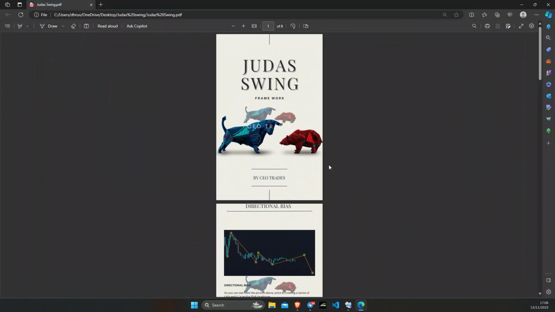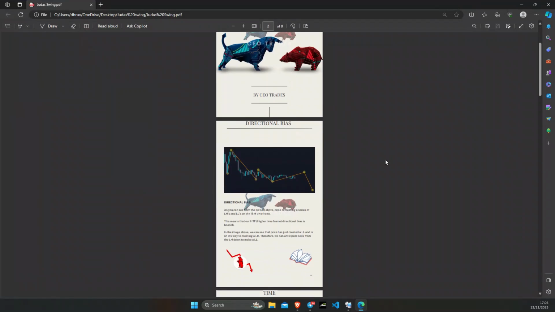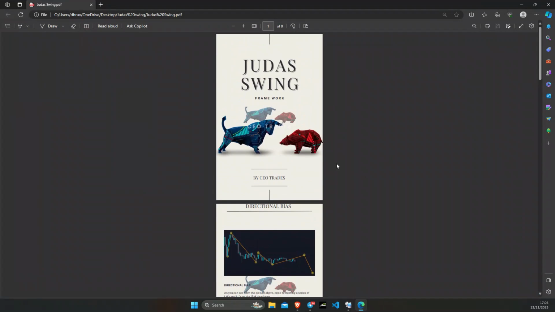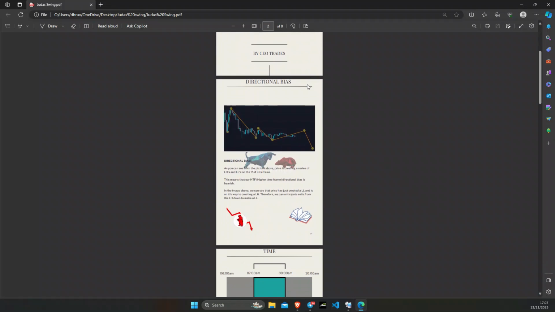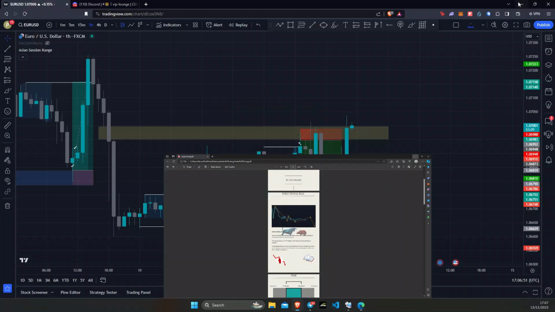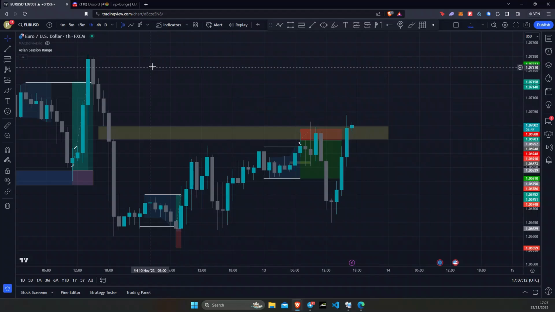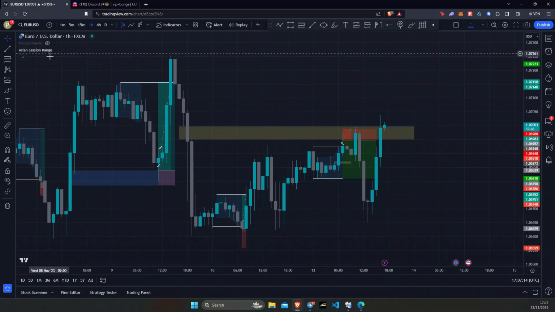So first things first, I'm sure by now everyone has access to this framework that I will be leaving in the description down below. So this just breaks down exactly what this strategy is, how it works, and what to look for. So the number one thing that we do when we come onto the charts is we look for our directional bias. Right, so this morning when I woke up, I saw this.